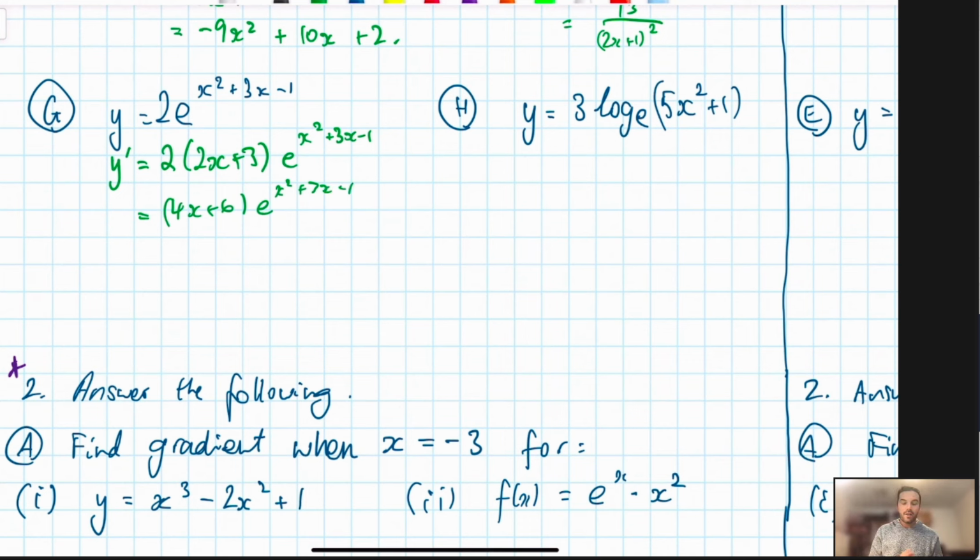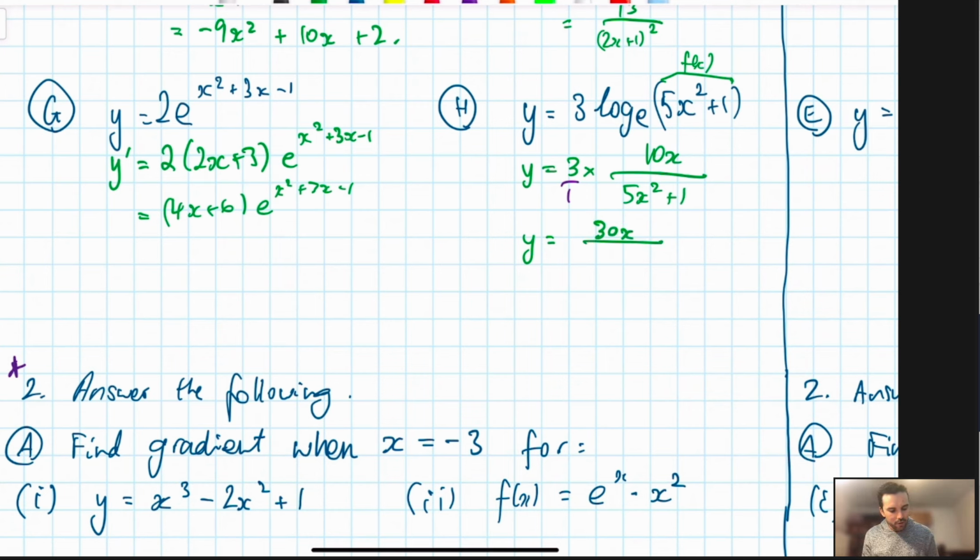Okay. Now this next one, h, we can see it's a natural logarithm. So we know this is y is equal to 3 times by, and then what happens here, the function f of x, which is here, is going to the denominator, and then the numerator is the gradient function of that, which is simply 10x, and we can times that by 3. Remember, if you get confused with the fractions, which I know we do sometimes, it's 3 over 1, so times tops times bottoms. So you've got 30x over 5x squared plus 1.